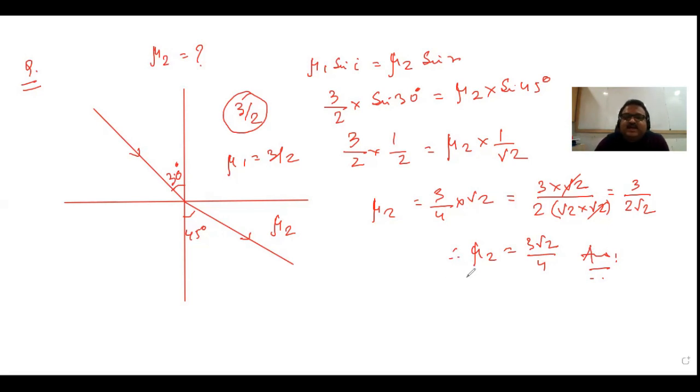Now, this is another trick. What is that? I am going to show you, if mu12 is given, how to find out 2 mu1. For that, you have to learn a very, very important concept called the principle of reversibility of light.